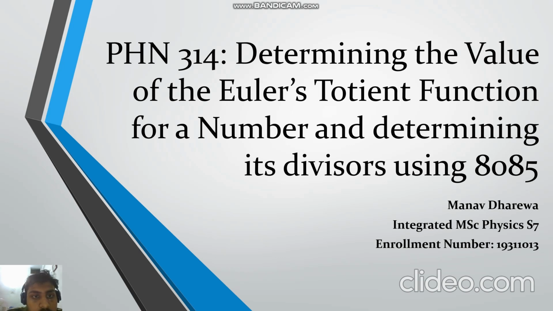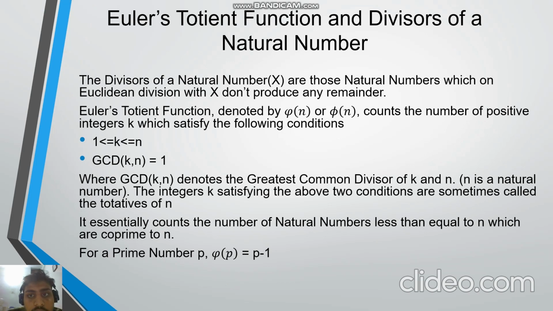This is my video presentation for the course PHN 314 Microprocessors and Peripheral Devices, and the topic of my presentation is determining the value of the Euler's quotient function for a number and also determining its divisors using the 8085 microprocessor. So what is the Euler's quotient function, and what are the divisors of a natural number?